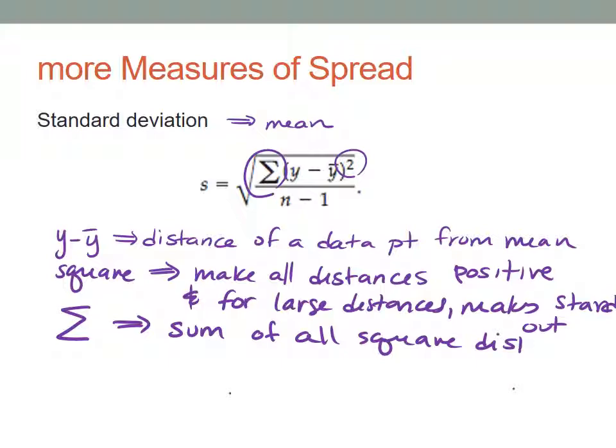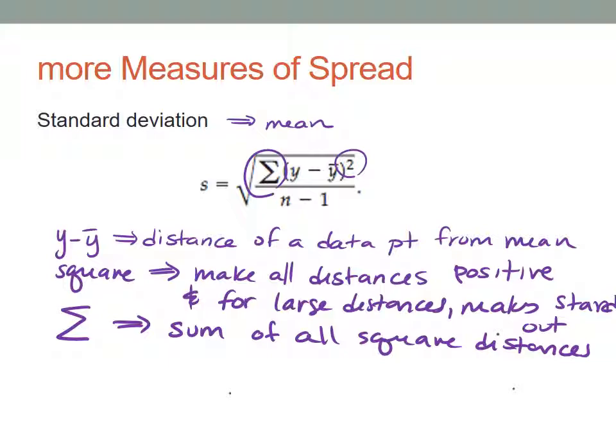So that's one of the reasons we square: to make all the distances positive, so they don't cancel each other out. If we didn't square them, we'd have some distances that were negative and some that were positive, meaning they were above or below the mean. And when you added them together, they would have just canceled each other out and you would have gotten 0. So that's one reason that we square.